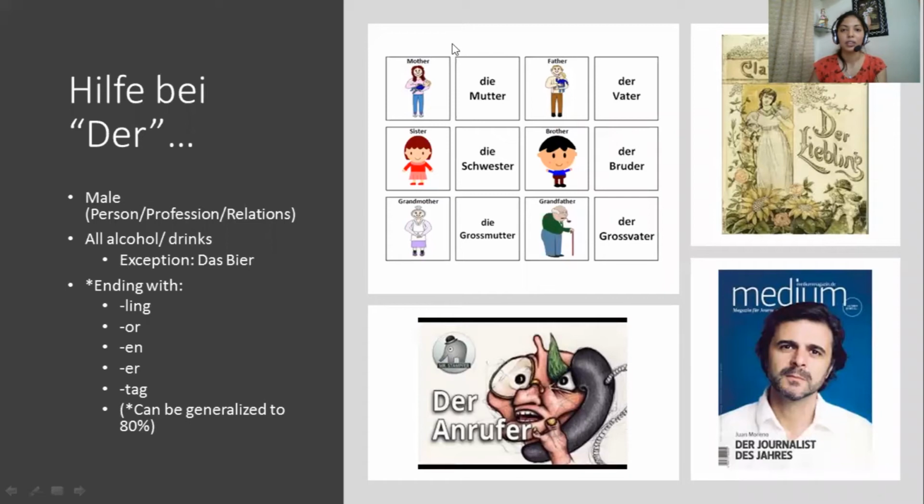Okay, so now till here we have seen how we remember the differentiation between the articles der, die und das. But now let's see some tricks that can help you remember the articles, in the case of der. First, let's go ahead with der. Hilfe bei der, which means help while you learn the article der. So, whenever the person, the profession, the relations are male, not masculine, but I'd say when it's male, at that time, your article will always be der. For example, let's look at the examples here.